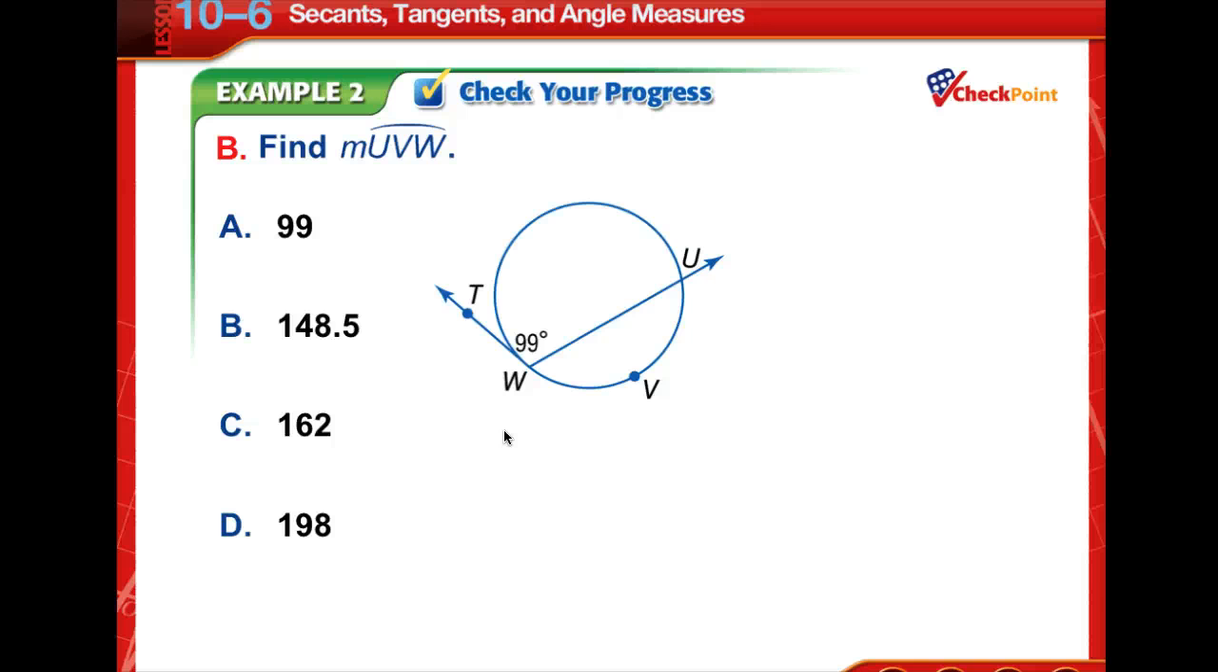This one requires just a tad bit more work. We know that the measurement of angle TWU is half of the measurement of the arc UW. Okay, so 99 is equal to half of the measurement of this arc. Multiply both sides by 2. We get 198. And so to find the measurement of UVW, we know it's equal to 360 minus 198, or 162.